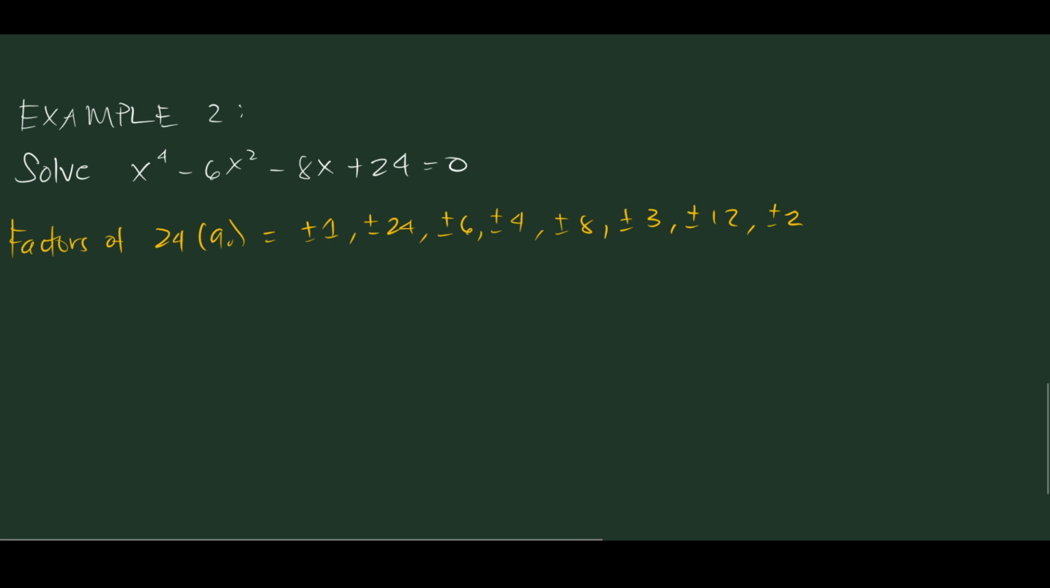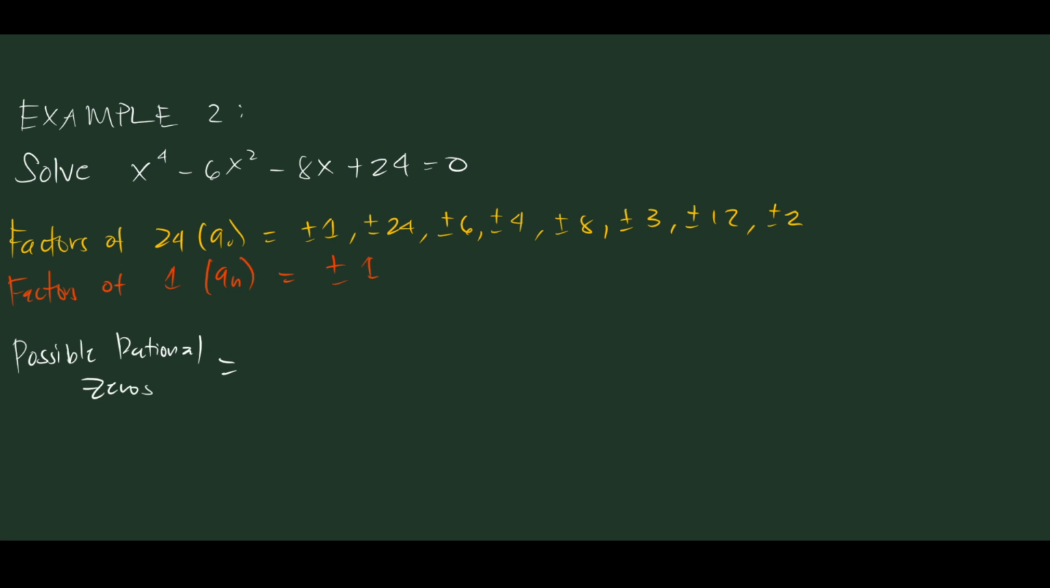There are so many. Let's type in the other one. The factors of 1, that's our an, which is just plus minus 1. So we're just going to divide all this by 1, right? Let's write here possible rational zeros is equal to, and I'm just going to copy this numerator here because it's basically the same thing.